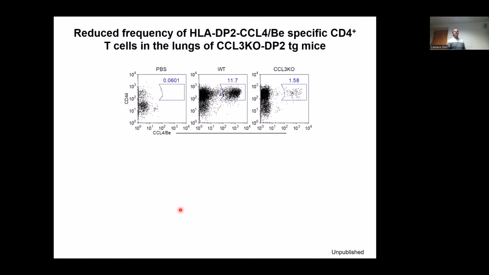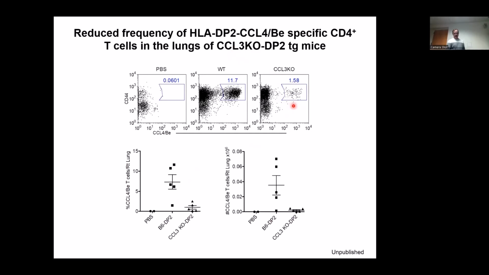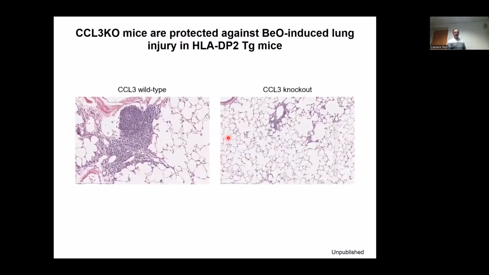But if we knock that gene out, conversely, we take the DP2 transgenic, breed it onto a CCL3 knockout, then we reduce that number. And this is interesting because, as you can see here, the percentage of tetramer binding cells goes way down. Even though that population of T cells doesn't encompass the entire population of beryllium-specific T cells present in the lung, in the mouse or human, it does greatly diminish disease.